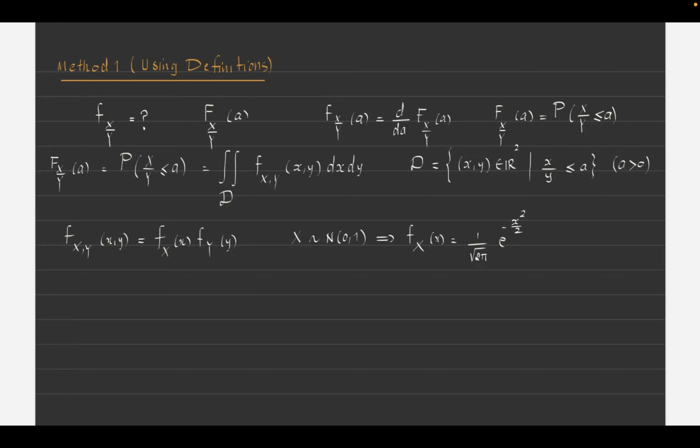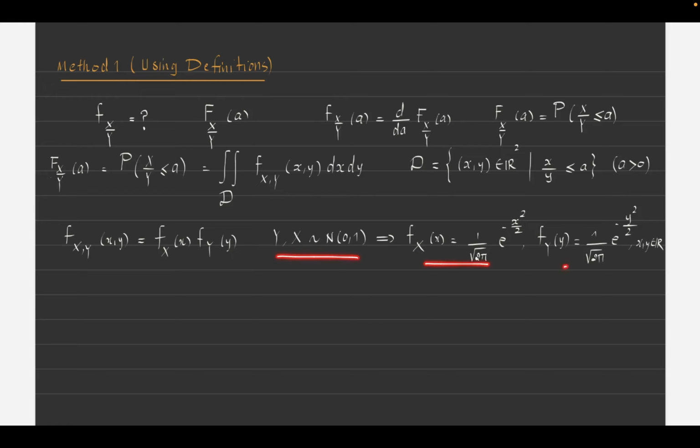And they also have told us that y also has the same distribution. So this also means that f sub y of y is equal to 1 over square root of 2 pi e to the power of minus y squared over 2, for x and y any real number. Yes, that's the translation of this part of the assumption.